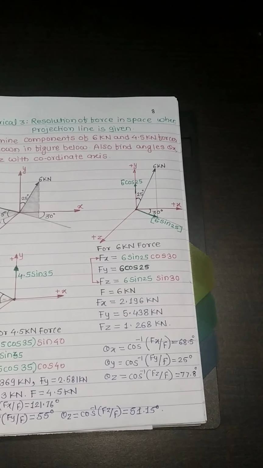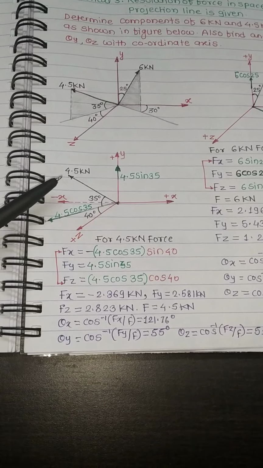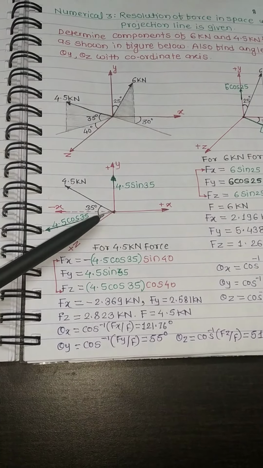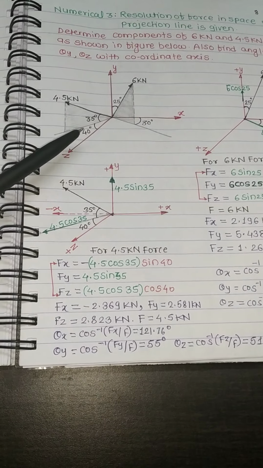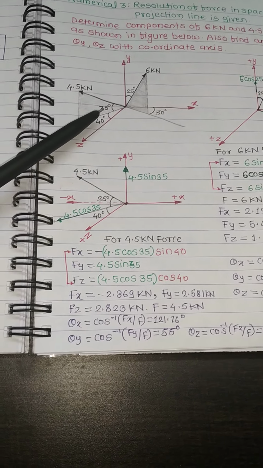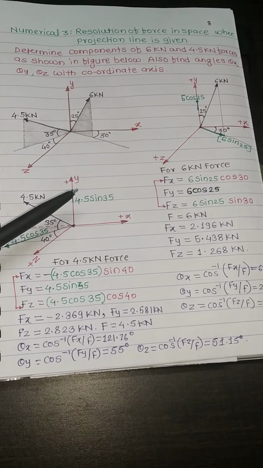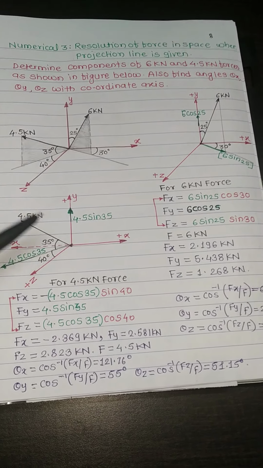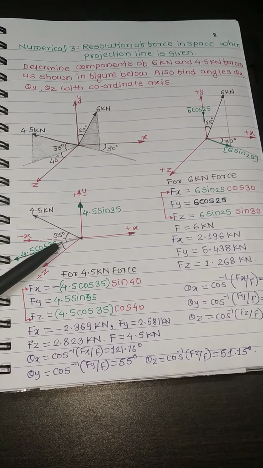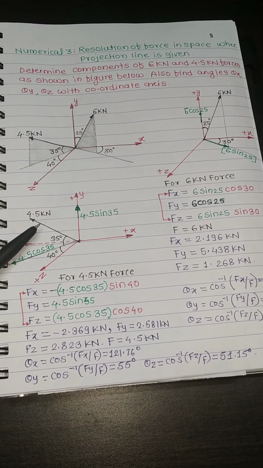Now this is the case in which we have defined a 6 kN force with a projection line and a particular cosine direction. Now the second case: you can see that a 4.5 kN force has made an angle with the projection line. The angle of this 4.5 kN force with the projection line is given as 35 degree. It means that this projection line and the y-axis are perpendicular. So first of all, with respect to the projection line and the angle given between the force and the projection line, we have to resolve the components of the force 4.5 kilonewton.